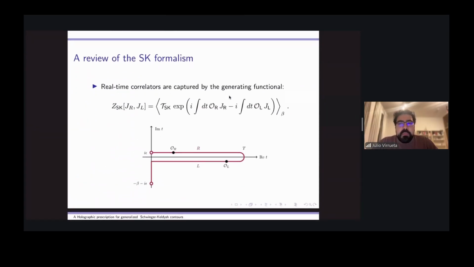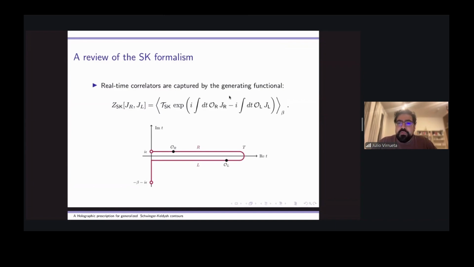Okay, so again, in this crowd, this may not be very necessary, but let's do a quick review of the Schwinger-Keldysh formalism so that we are all on the same footing in terms of notation. So here I am depicting the complexified time contour that allows me to compute correlators by introducing sources along the forward or backward branch in this complexified time contour. And in general, I can capture any kind of correlator that is capturable with these contours in terms of this generating functional. So this is just a generalization of the conventional Feynman generating functional, which is usually time ordered.